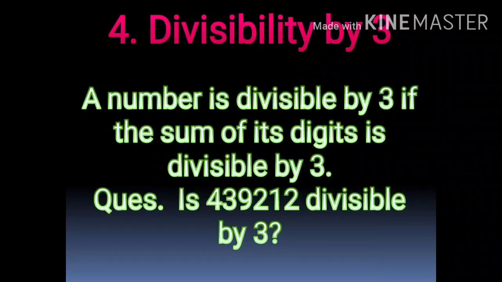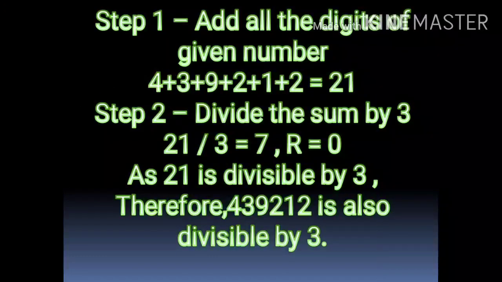The next is divisibility by 3. Now, a number is said to be divisible by 3 if the sum of its digits is divisible by 3. That means if the sum of the digits of that complete number is divisible by 3, then that number will also be divisible by 3. I have an example here. Is 4,39,212 divisible by 3? So we have two steps for this rule.